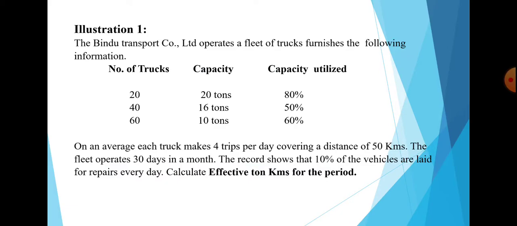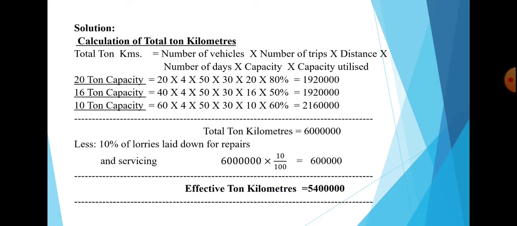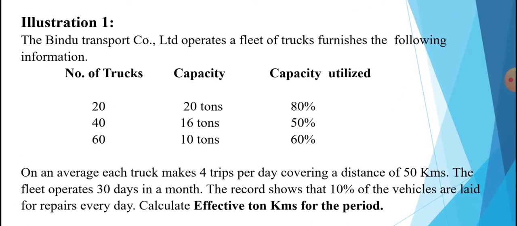For effective ton kilometers, we have the formula for calculation of total ton kilometers. Total ton kilometers equal to number of vehicles into number of trips into distance into number of days into capacity utilized. So we have to calculate for each capacity separately the total ton kilometers run. Okay, so first is 20 ton capacity.